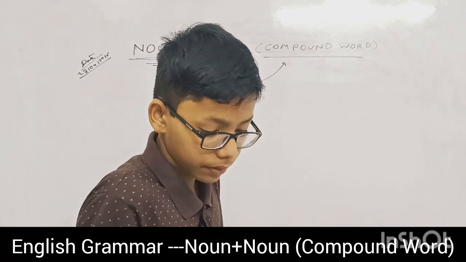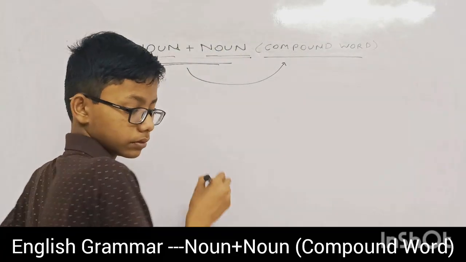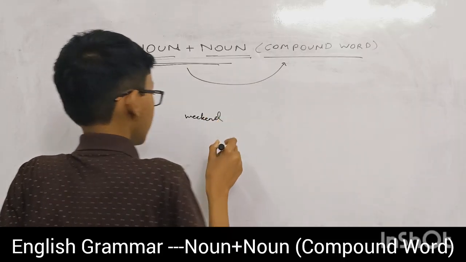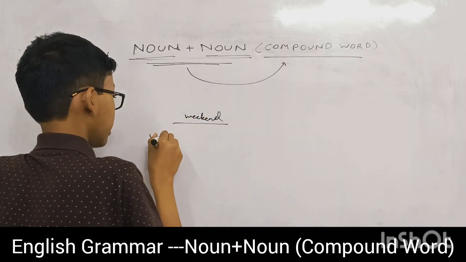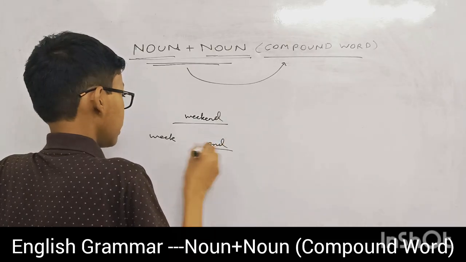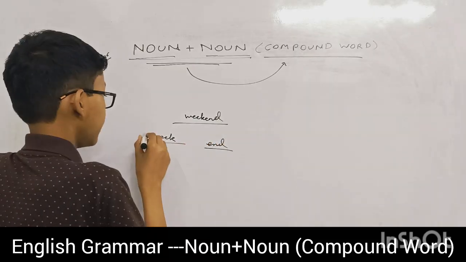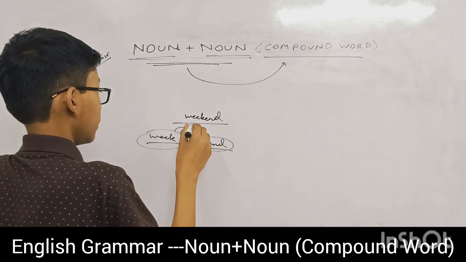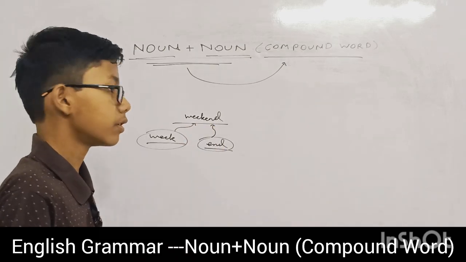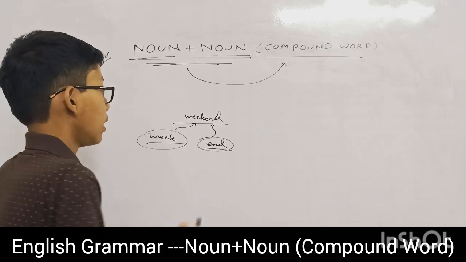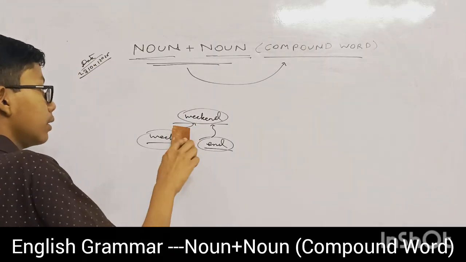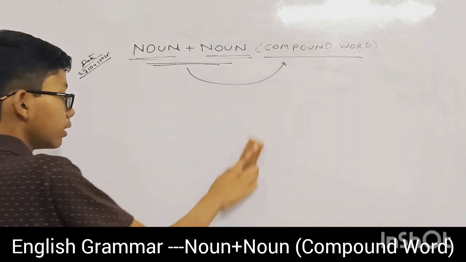Another example is weekend. Here weekend obviously combines week, a period of 7 days, and end, the finish. Basically finish, week and end. Weekend. Here it can also be written as separate words, but the combined form is more common. So that's why weekend, the combined form, is usually used.